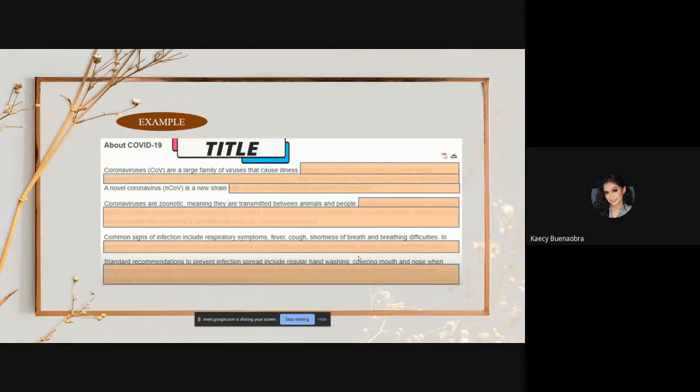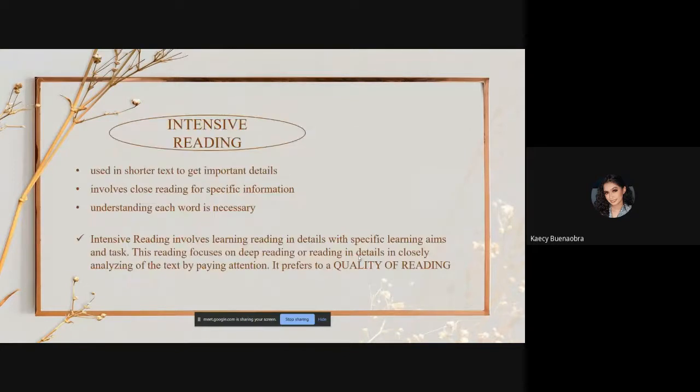Okay. And the third reading style was intensive reading. Can you please read the third one, Miss Sairi? Okay, thank you, Miss Sairi.